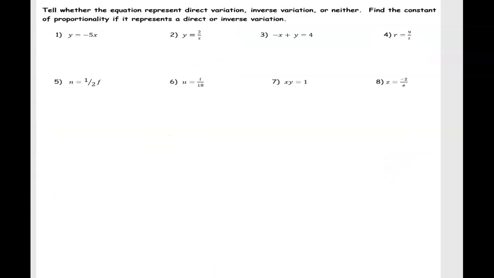So let's look at some examples. We're going to see if these represent a direct variation, an inverse variation, or neither, and then find the constant of proportionality. I can look at number 1 and easily see it's in slope-intercept form, and because my y-intercept is 0, or the origin, I can say this is a direct variation, and my k is equal to -5. Number 2 is an example of an inverse variation, and in this case my k, my constant of proportionality, is equal to 2.